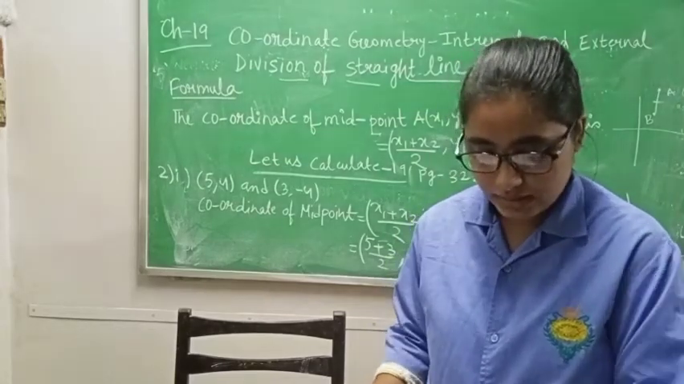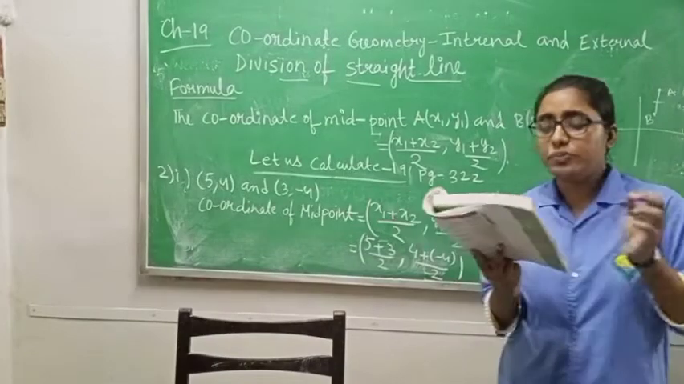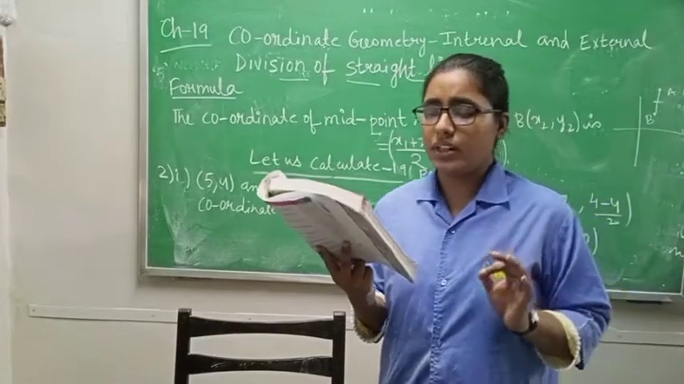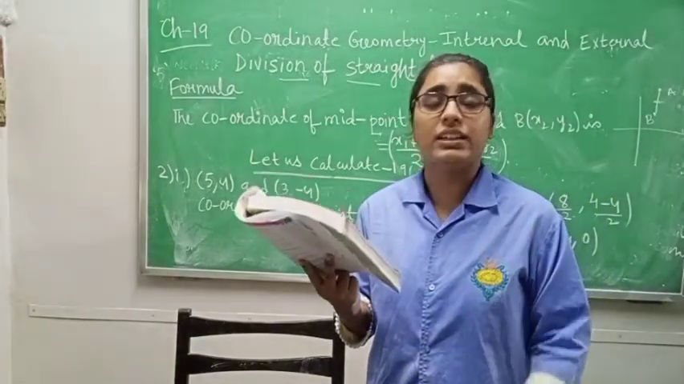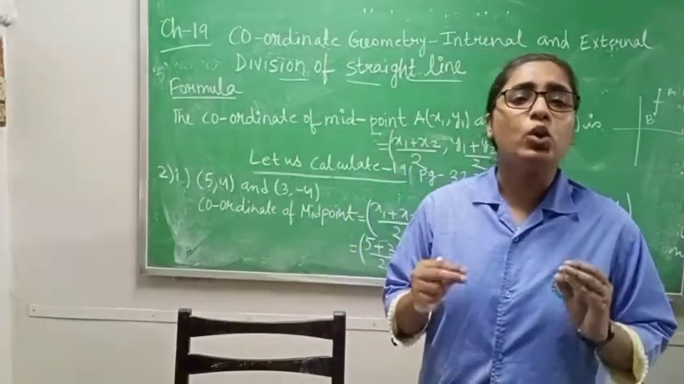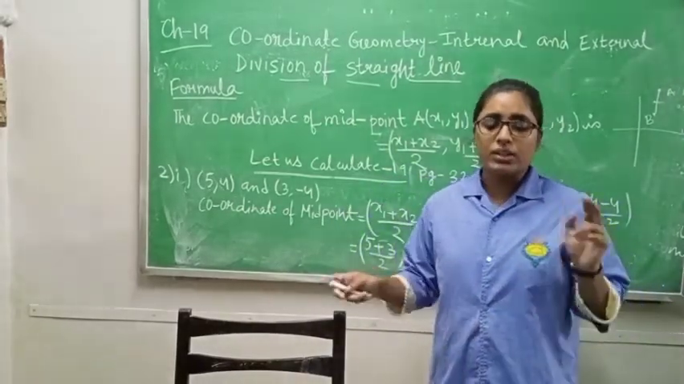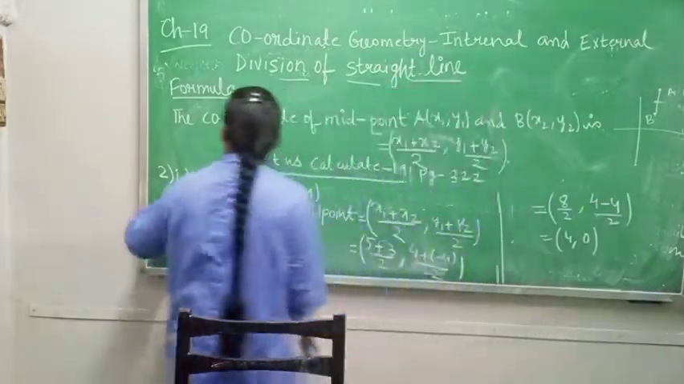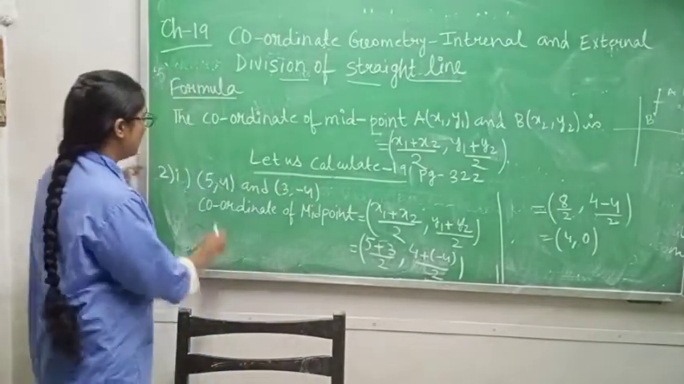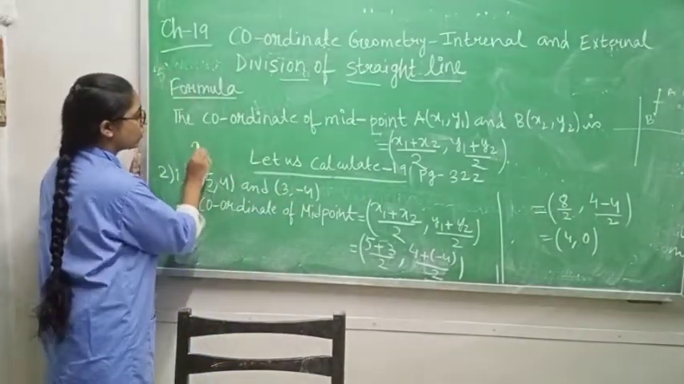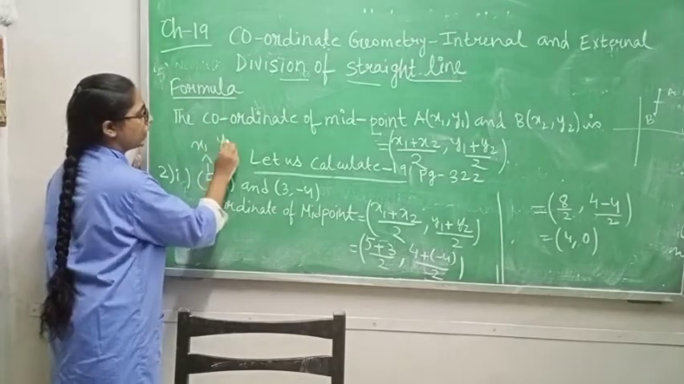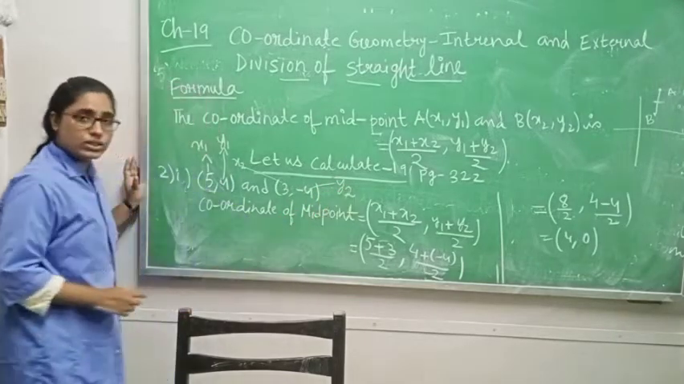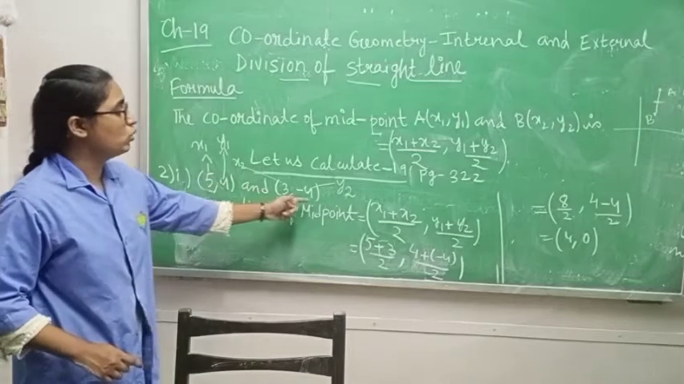Now in the question it is given: find the coordinate of the midpoint of the line segment joining two points for the following. Roman 1 is (5, 4) and (3, -4). So we have to find the coordinate of the midpoint. The points (5, 4) and (3, -4) mean this one will be your x1, this one your y1, this one your x2, this one your y2. Are you understanding? x1, y1, x2, y2.